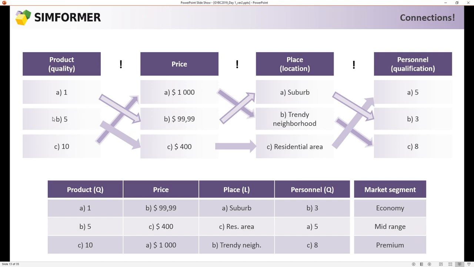Same goes for the product quality of 5. Naturally, you would choose a price that is fitting somewhere in the middle. Definitely the same goes for the location of the store, as well as personnel qualification, also somewhere in the middle. And finally, 10, well, self-explanatory. We go for the highest price, the trendy neighborhood, and highest qualification of personnel.